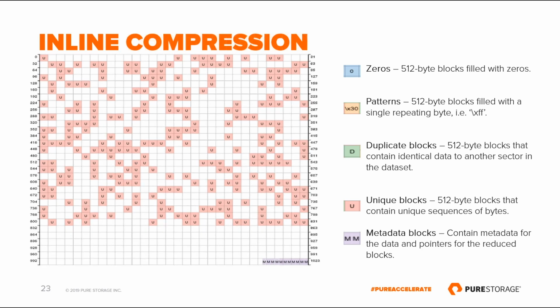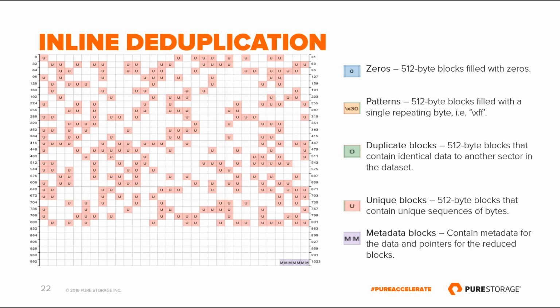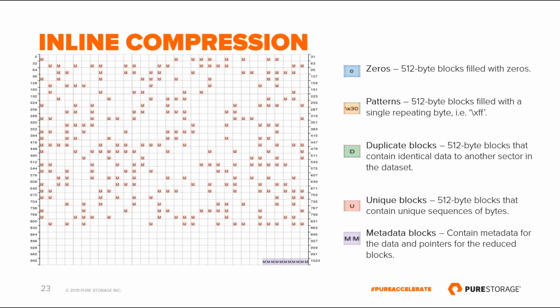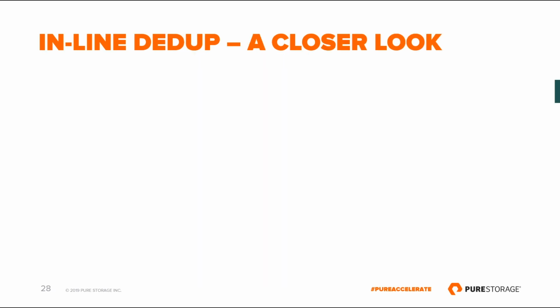And then the last part of this inline data reduction process is that we take any leftover unique data and compress that down to a smaller footprint. So then you'll have a much smaller footprint overall with your data set during this inline process. But hold on, we're not just done there. We continue to reduce the data afterwards as well. So this is just showing the inline process, but we'll get into a little bit of the back end and the deeper data reduction and how we actually do it as well. So now let's take a closer look at our inline dedup.